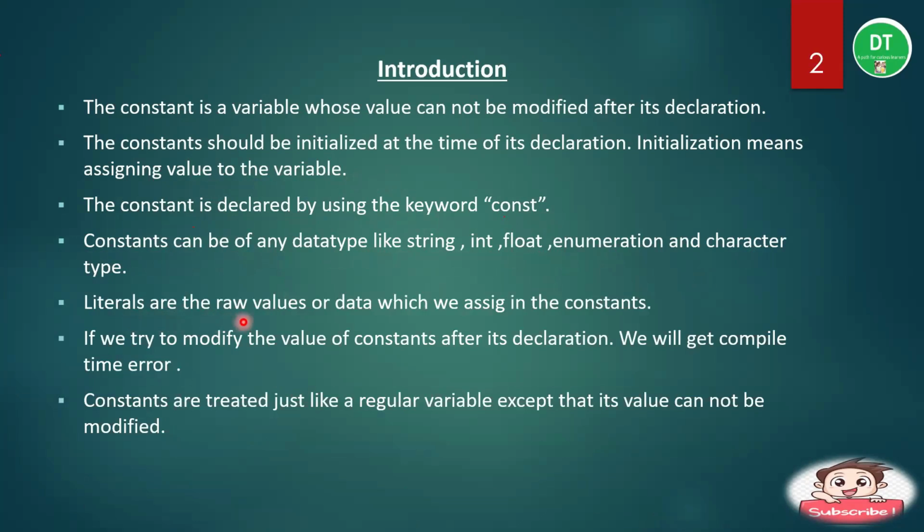Literals are the raw values of data which we assign to the constant. Suppose I am declaring a constant, const string s equals "ABC". So the particular string ABC is called a literal. If we try to modify the value of a constant after its declaration, we will get a compile time error. Constants are treated just like regular variables, except that their value cannot be modified.